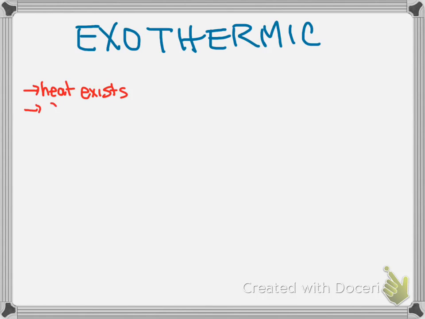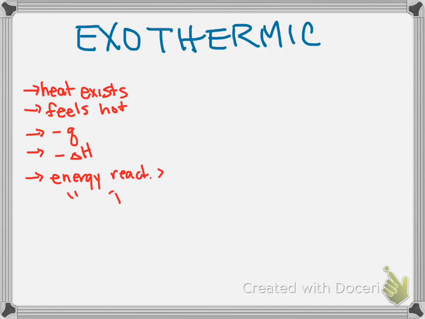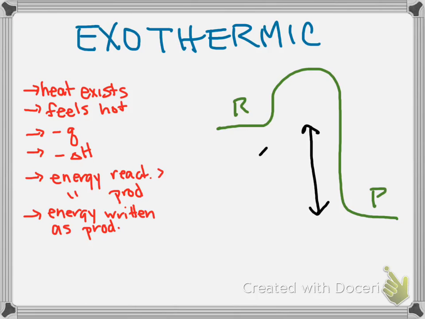Okay, so exothermic reactions, the heat exits, it feels hot, has a negative Q, a negative delta H. The energy of the reactants is greater than the energy of the products, and the energy can be written as a product. Again, you're going to see the graph there, and I'll pause here to talk through it.